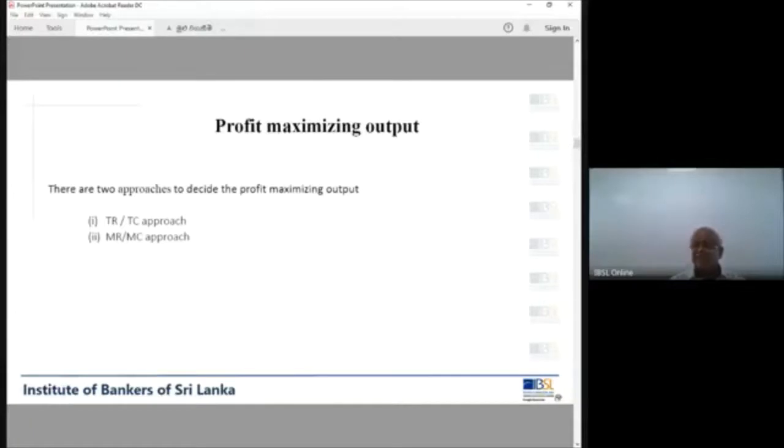Using TR-TC, how does the firm decide the profit maximizing output? But MR-MC is more general. At the profit maximizing output, marginal revenue equals marginal cost. We are going to prove that. Profit maximizing output is given when marginal revenue equals marginal cost. Revenue from the last unit is equal to the cost of the last unit. The output level corresponding to that point is the profit maximizing output. We are going to prove that with the MR-MC approach, but TR-TC we generally discuss.